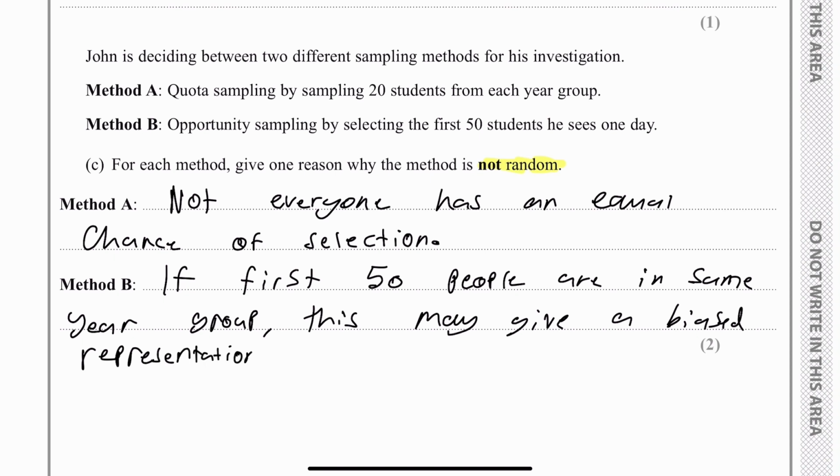I basically said the same thing for both points. The first one I said not everyone has an equal chance of selection, and then the second one I've explained what the effects of not everyone having an equal chance of selection would be. Obviously, if you've only asked 50 people in year 7, then not everyone has had an equal chance of selection because you haven't included any in 9s, 10s, 11s, 8s, or even 12s or 13s.